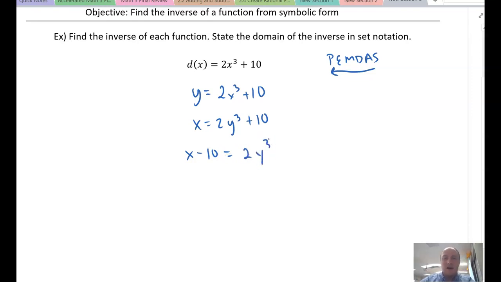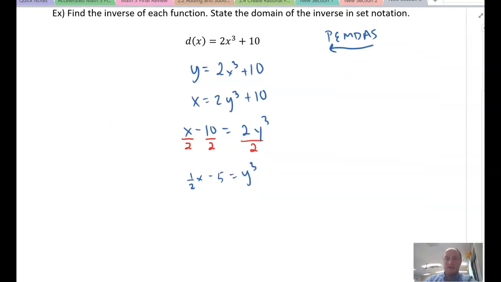Okay, now how do I isolate my y? Well, you got to get rid of the 2 first, right? Undo multiplication division, so you're going to divide both sides by 2. This one I will show you the inverse operation. I'm going to divide everything by 2. What you do to one side, you must do to the other side. A lot of people just kind of think only one thing gets affected by that 2. Okay, so what we have is 1/2 x minus 5 is equal to y cubed.